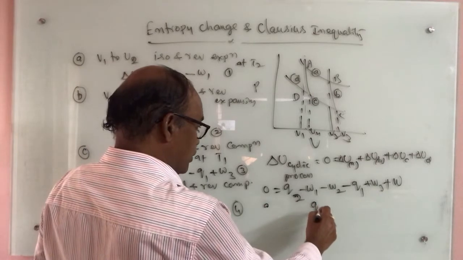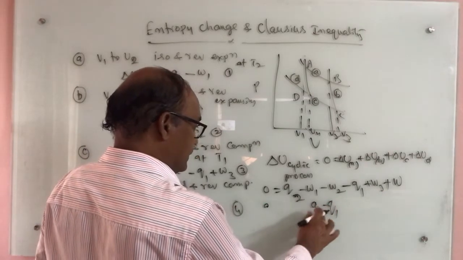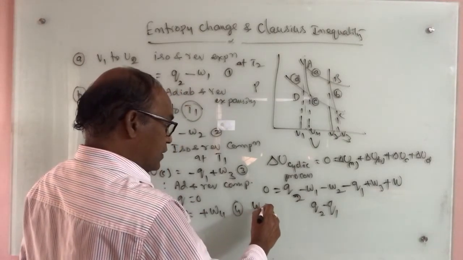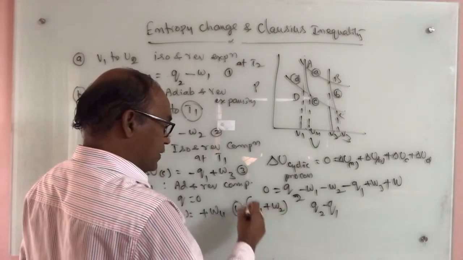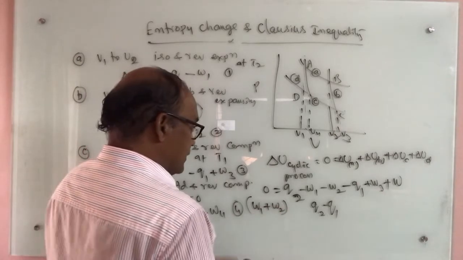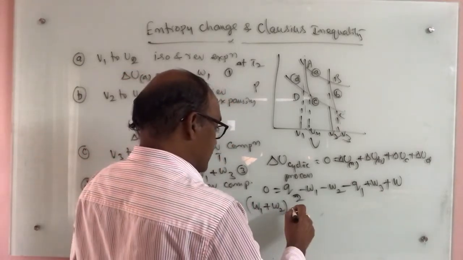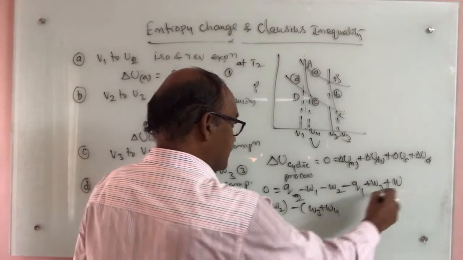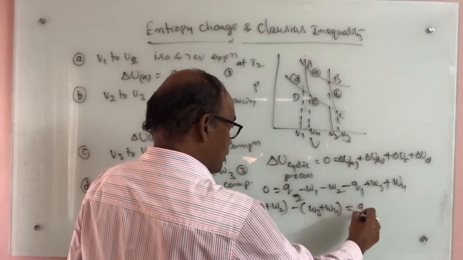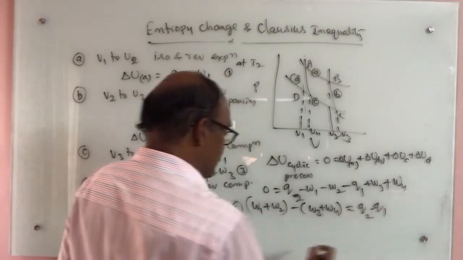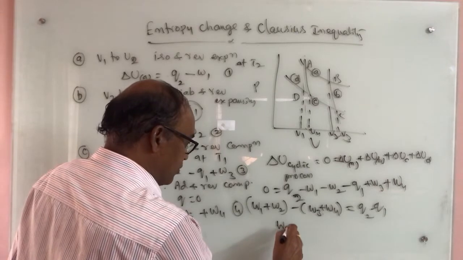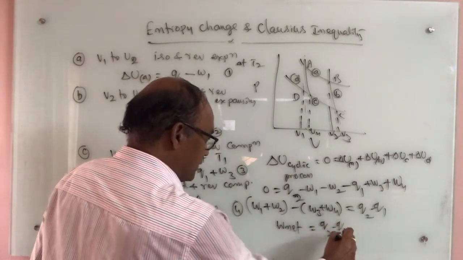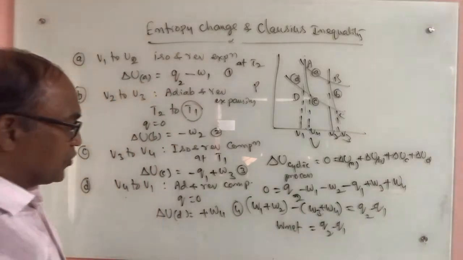Yes, you can write Q2 minus Q1 equals W1 plus W2 minus W3 plus W4, that is Q2 minus Q1. Naturally, you can write this as W net, W net is Q2 minus Q1. You can transform this equation.